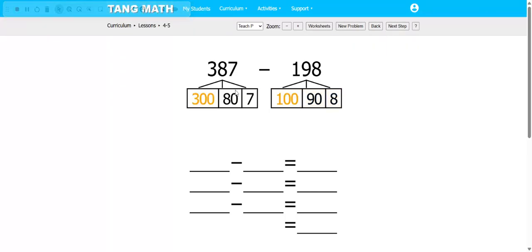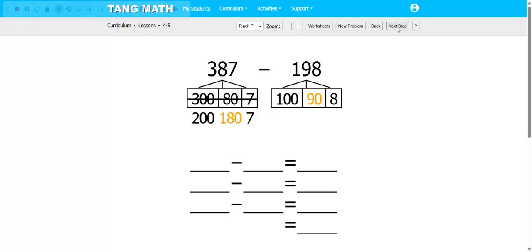Now we're going to look at the hundreds place. If I have 300, can I take away 100? Yes. What about if I have 80? Can I take away 90? Is that going to work? No. What am I going to have to do? Shift a 100. Now that I've shifted 100, can I take away 90 from 180? Yes. Now I can take away my hundreds.